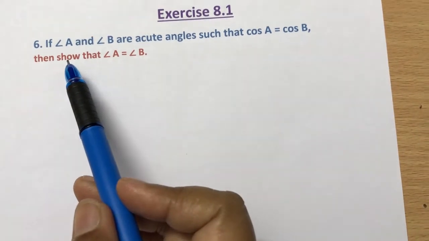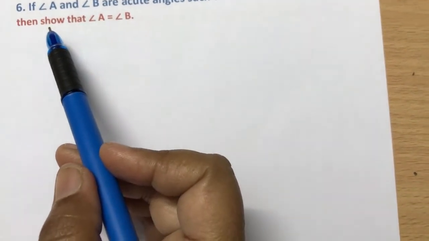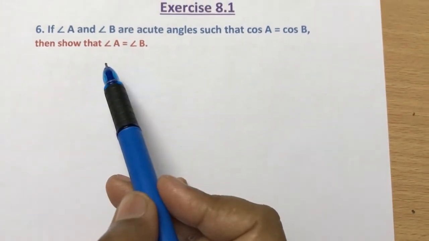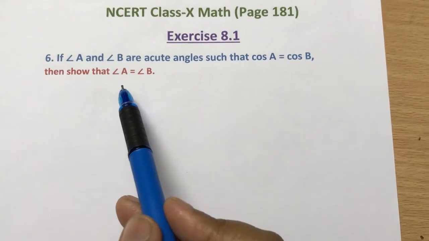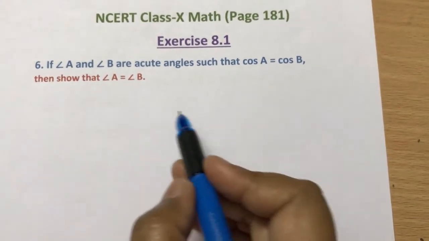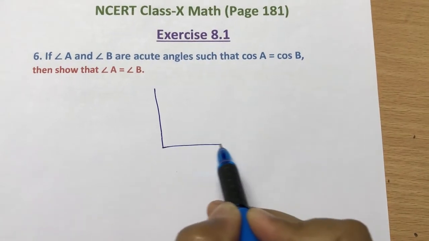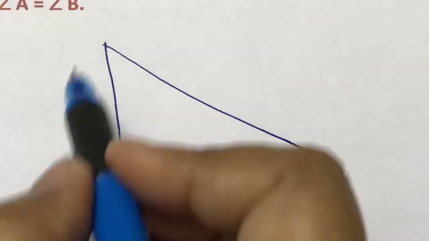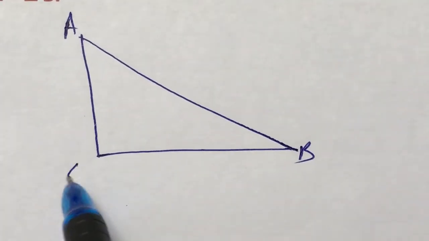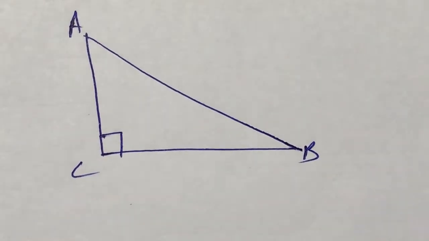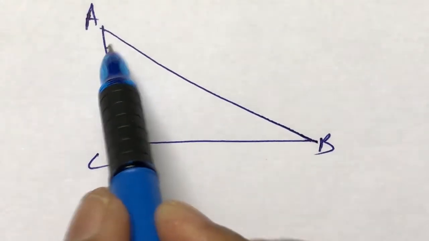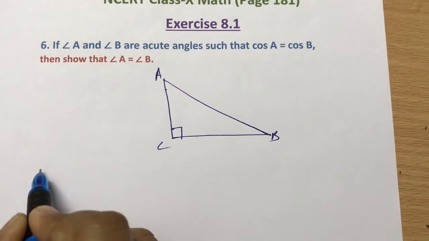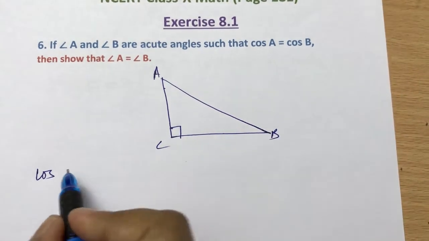If angle A and angle B are acute angles such that cos A is equal to cos B, then show that angle A equals angle B. So again what we do, we draw a right angle triangle. I name it as ABC. It is right angled at C, and A, B are the acute angles. Now it is given cos A is equal to cos B.